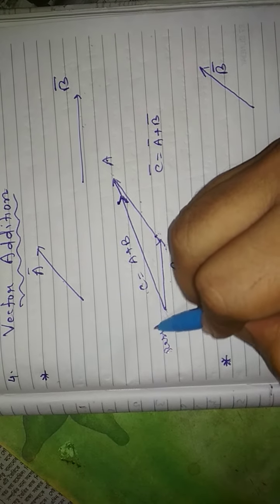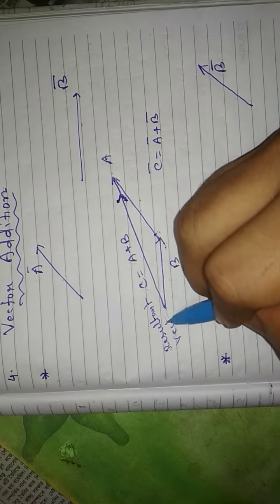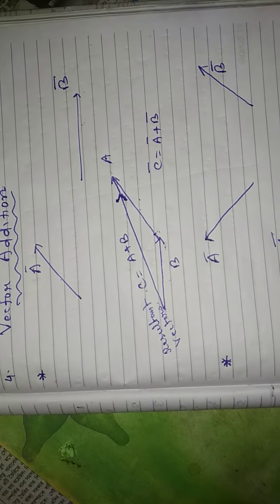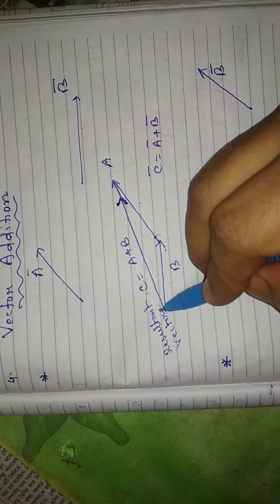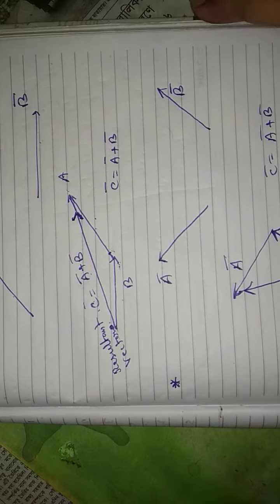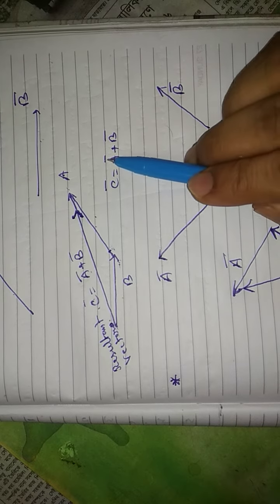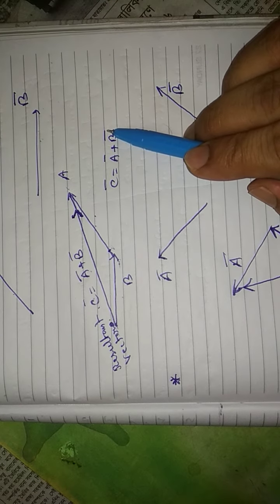So C is called resultant vector of these two vectors. So we can write C vector equals to A vector plus B vector. This is the process of addition.